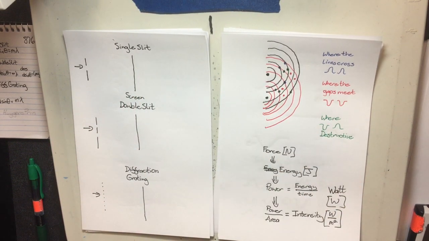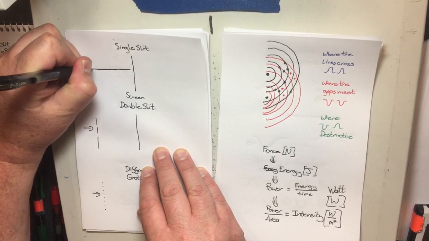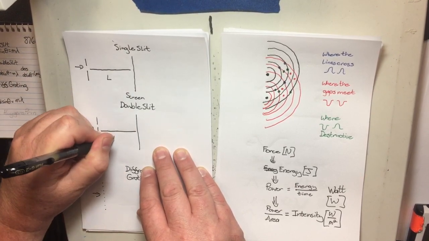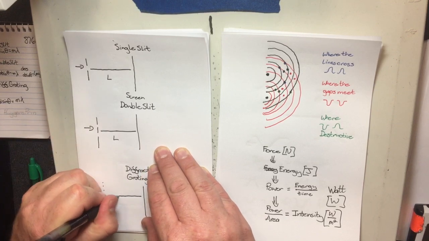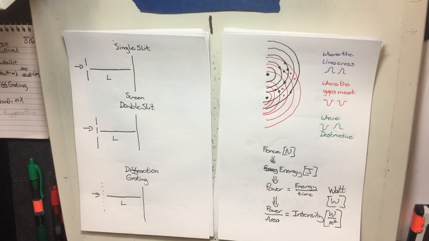In all three cases, you have the distance L. The distance L is obviously the distance from the screen to the slit. So you're going to need to know that. It's approximately a meter, because that's what you deal with on your workbench.